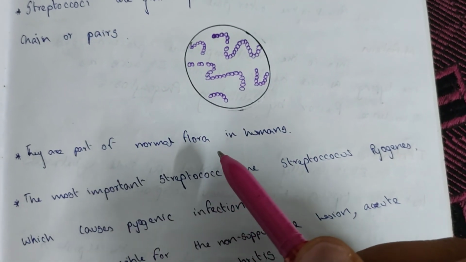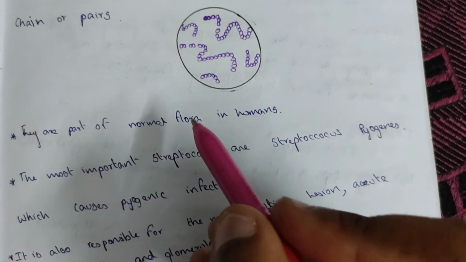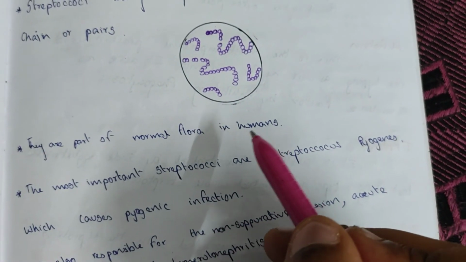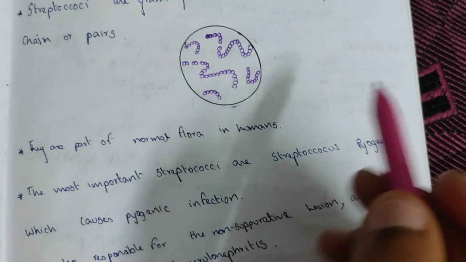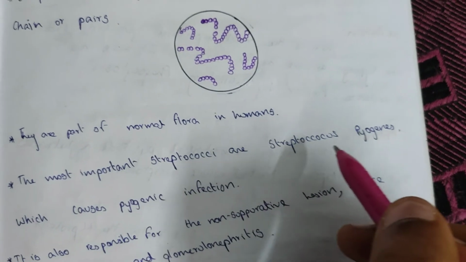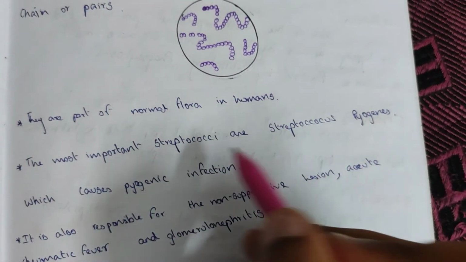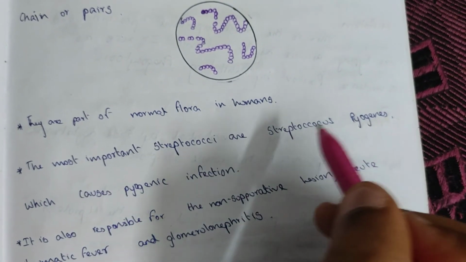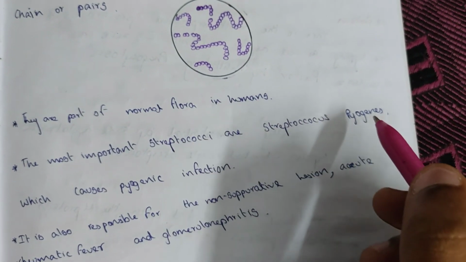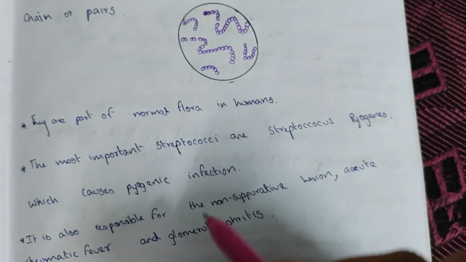They are a part of normal flora in humans, present on the skin. The most important streptococcus is Streptococcus pyogenes, which causes pyogenic infection.